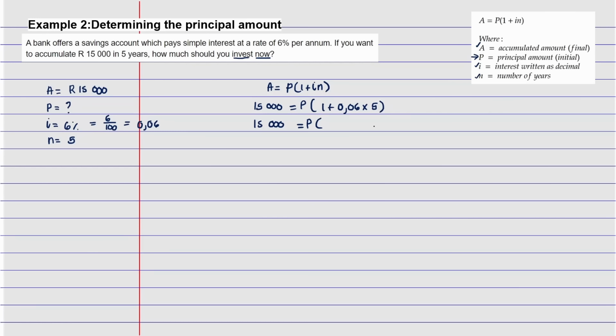Then punch this into the calculator. You're going to have everything in the bracket equal to 1.3. Divide both sides by 1.3. So it's going to be 15,000 divided by 1.3 equals P. Punch this into the calculator, and you're going to get that your P is equal to 11,538.46. And that's how you would determine the principal amount if you're given everything besides the principal amount.